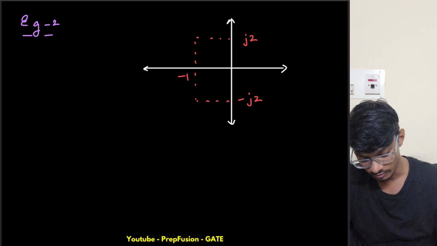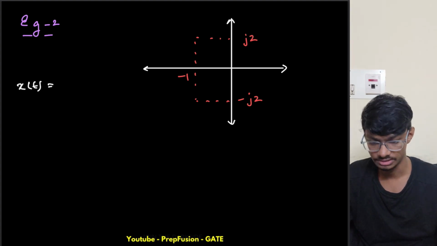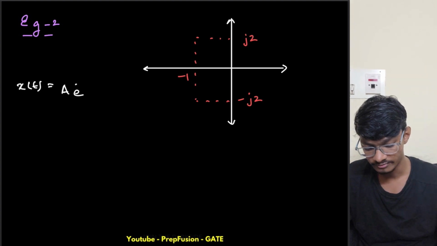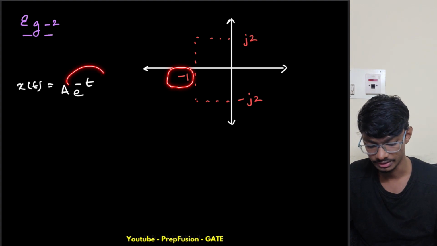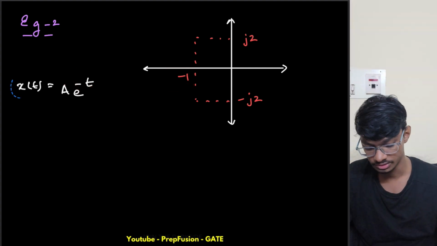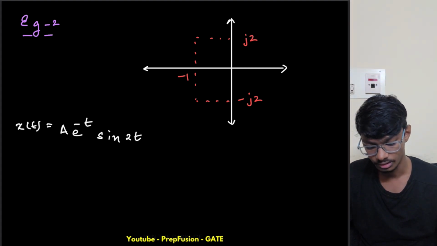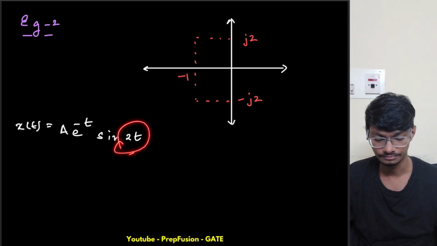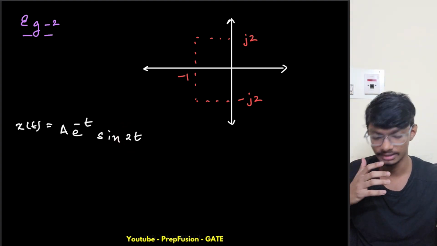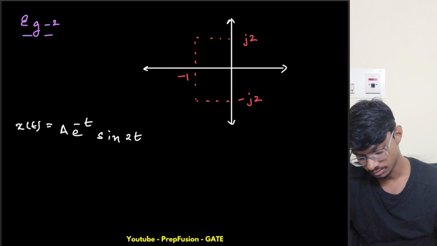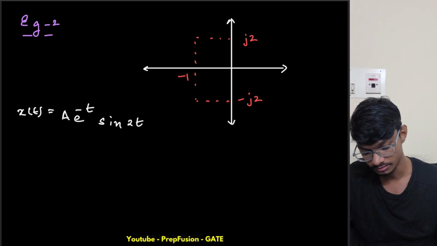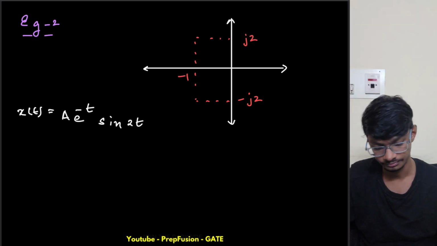I am not solving this. If you find the Laplace inverse of this, we'll have some amplitude A, and we'll have some exponential component e to the power minus t due to this real component, right? We'll get this one, and this is homework for you to solve. Not everything I will solve. This is sine 2t, the oscillatory part. So our system will oscillate like this. Okay, let me draw this.